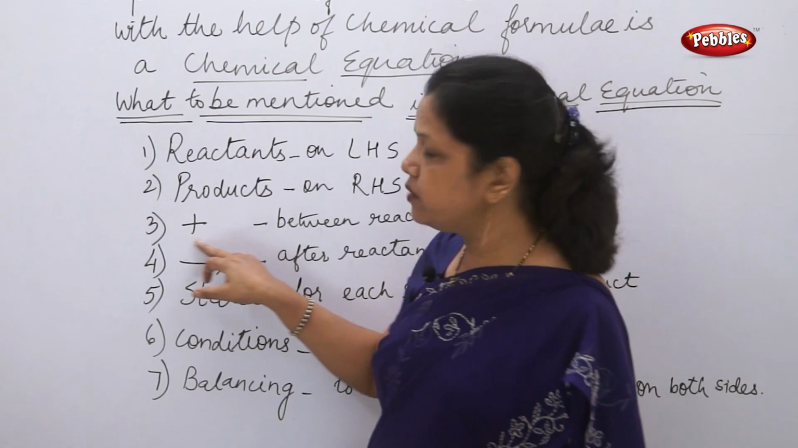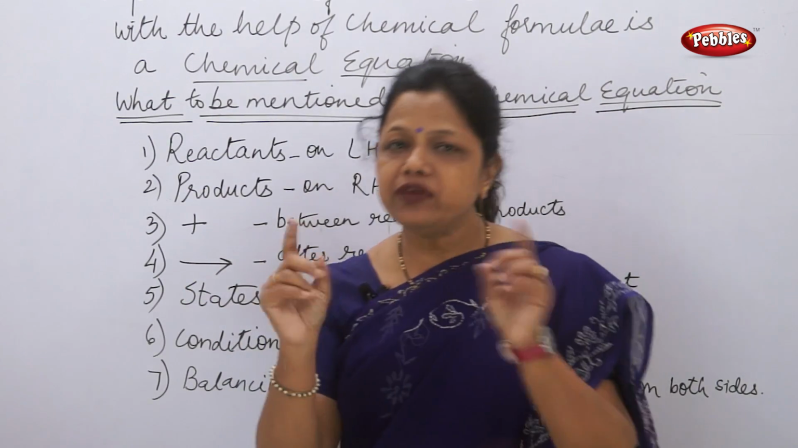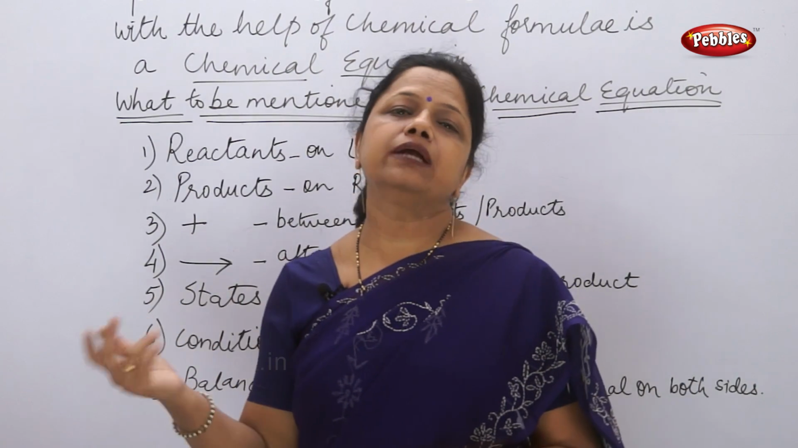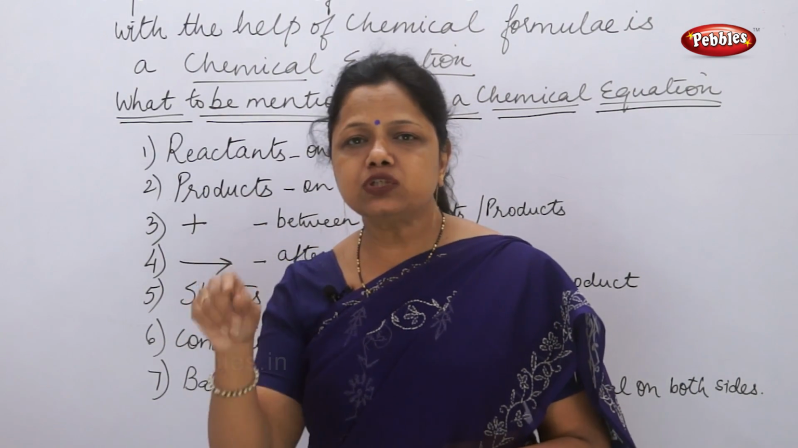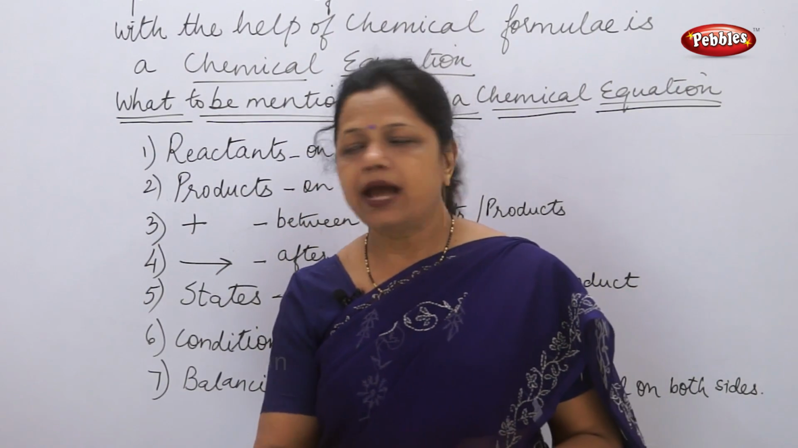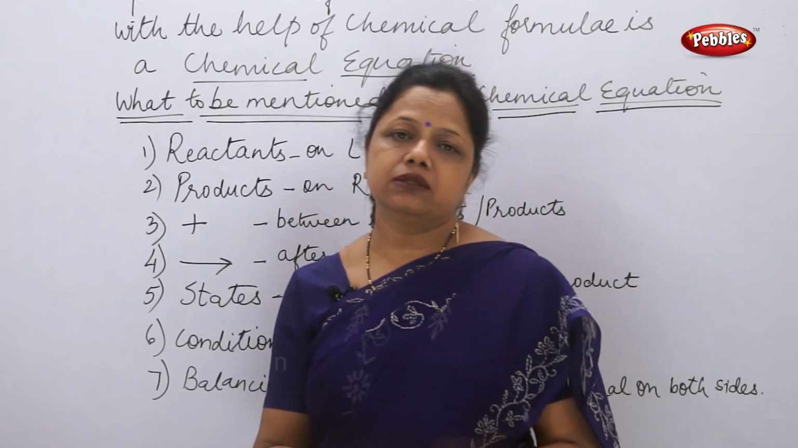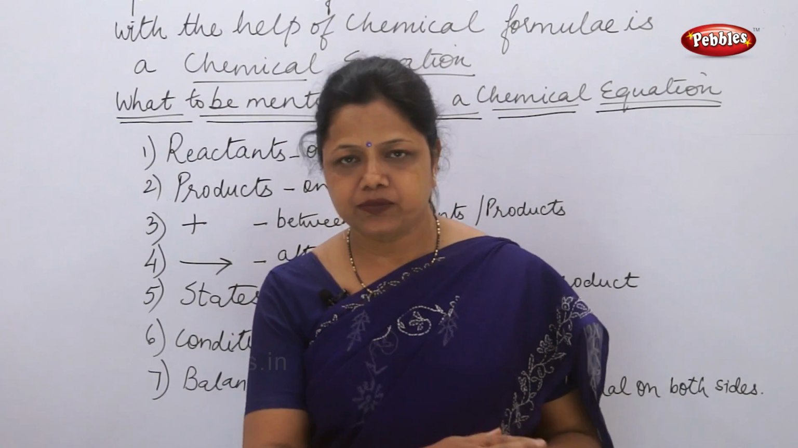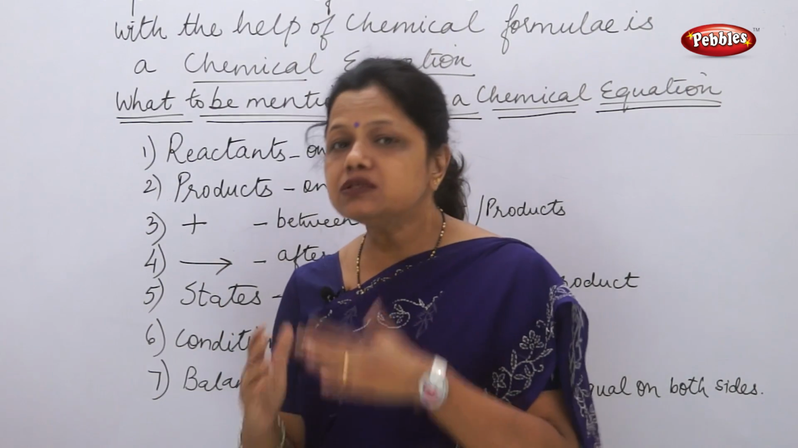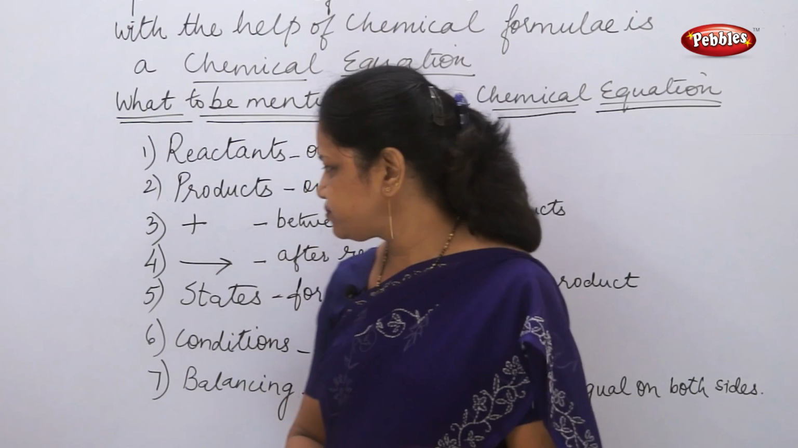Then there is a symbol which we use, the plus sign. This plus sign is used between the reactants or between the products. If there are two or more reactants, we show those names with the plus sign in between. And when there is more than one product, we also show the products with the plus sign, so that we know that these two or three products are formed, or these two or three reactants are reacting.